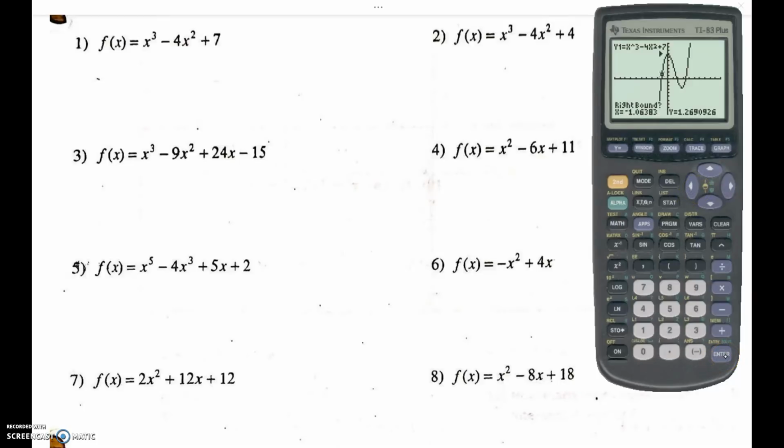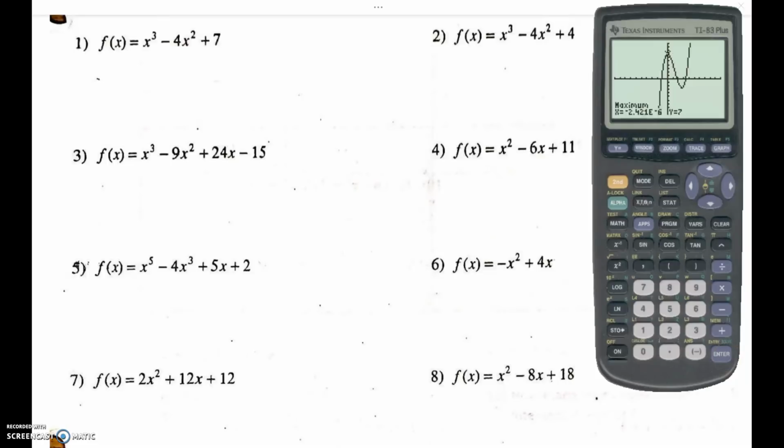And then now it asks me for the right bound. That's any point to the right of what I think that relative maximum is. So just make sure that you're cleared to the right. And once you're somewhere to the right, you can hit enter. And then it asks you to guess. Essentially, it asks you, are you ready to go ahead and get the value? And yes, I am. So I hit enter again.